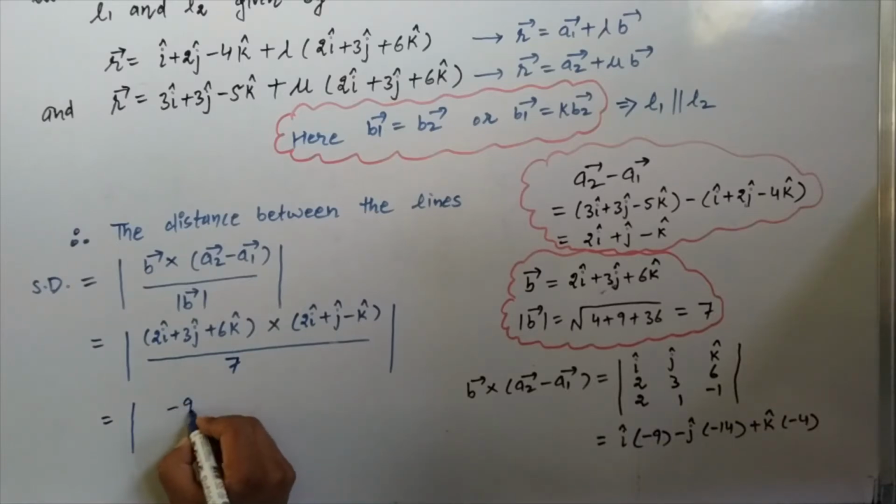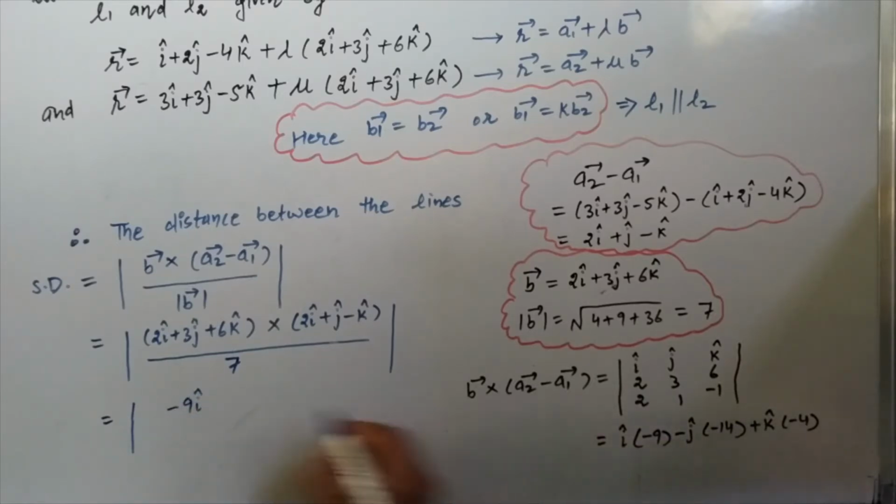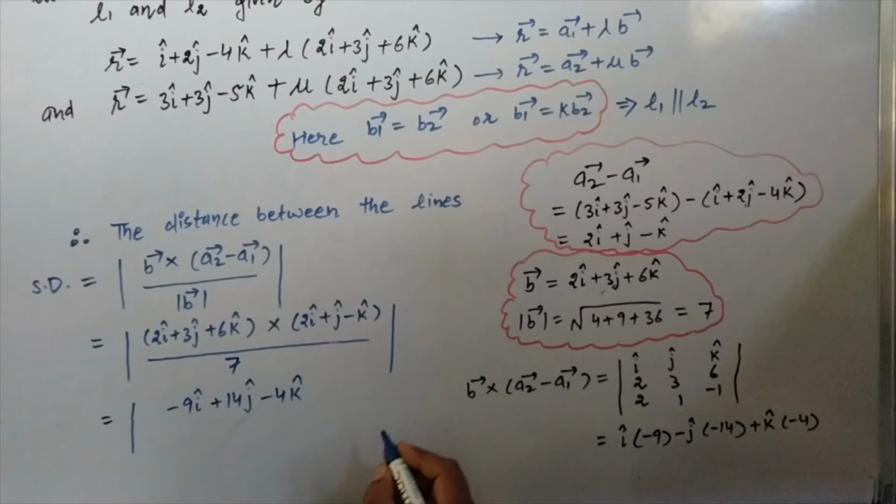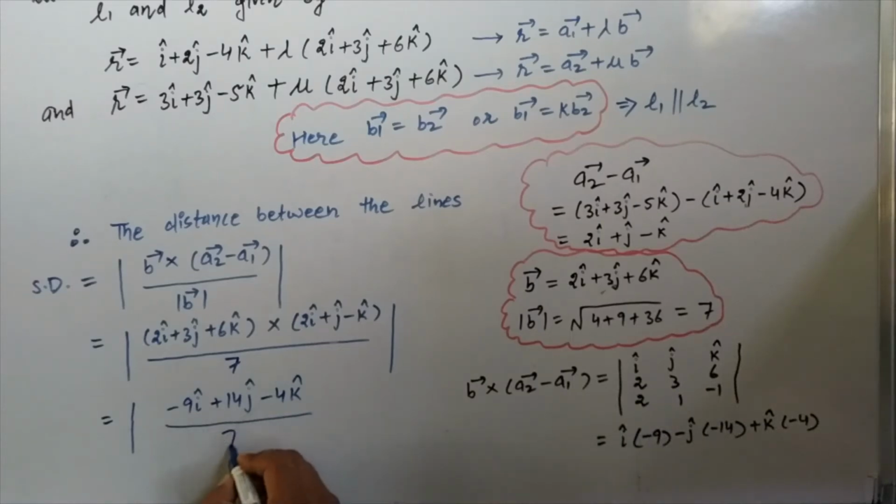So this value we insert here in the formula. The cross product becomes minus 9i plus 14j minus 4k, divided by 7.